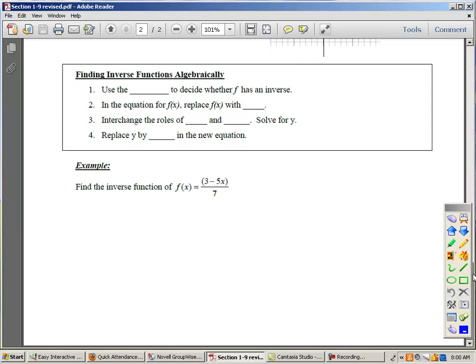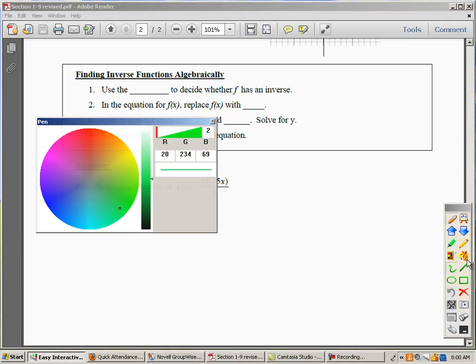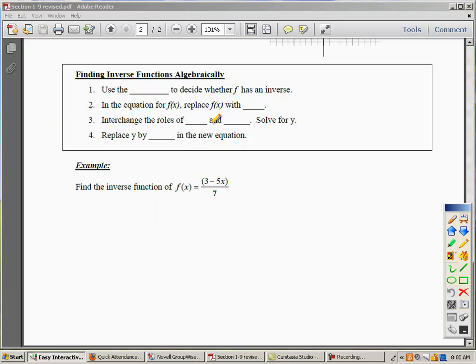Okay, last idea is to find an inverse algebraically. Okay, and you did this in Algebra 2. I just want to cover it one more time to make sure we're set. First, we want to actually look at the original graph and try the HLT. If the graph doesn't have an inverse, then you stop and you say no inverse is possible.